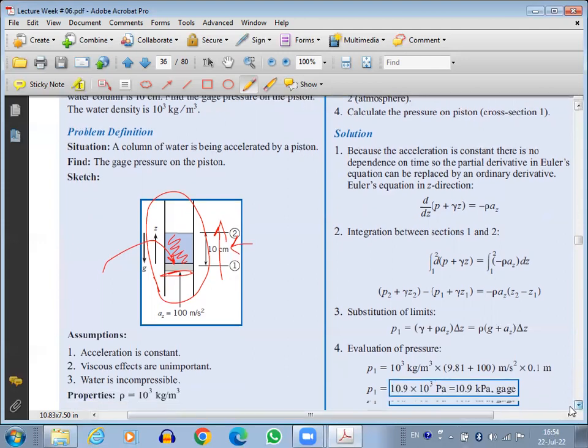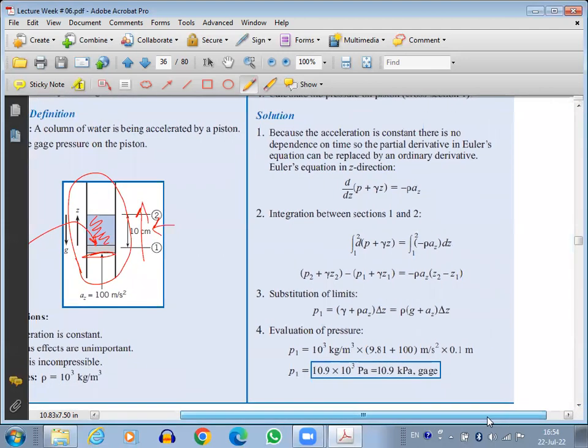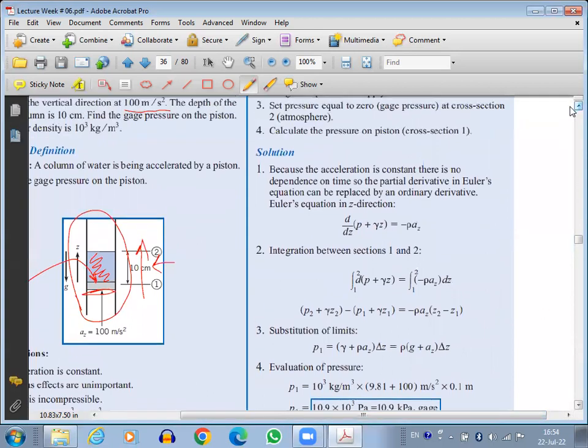So we know what is the Euler's equation. Euler's equation, if needed, will be provided to you in the exam. So this is the Euler's equation. d by dz of p plus gamma z equals to negative rho az.